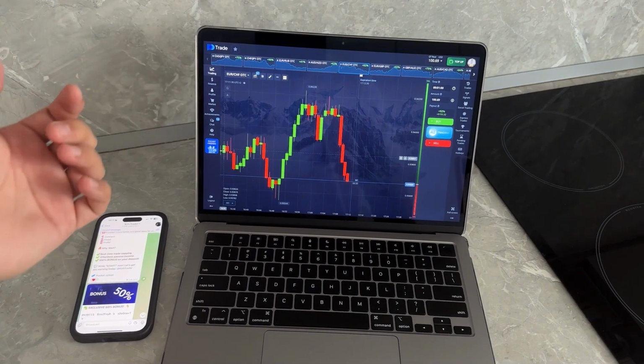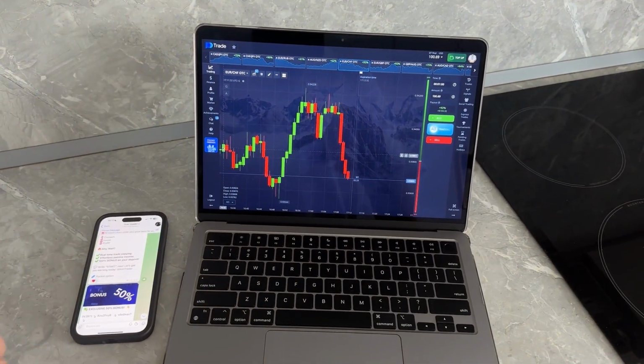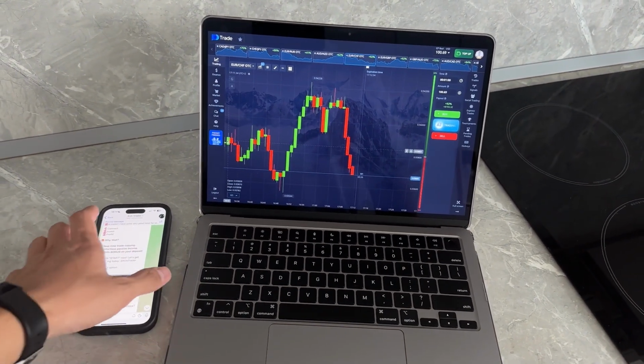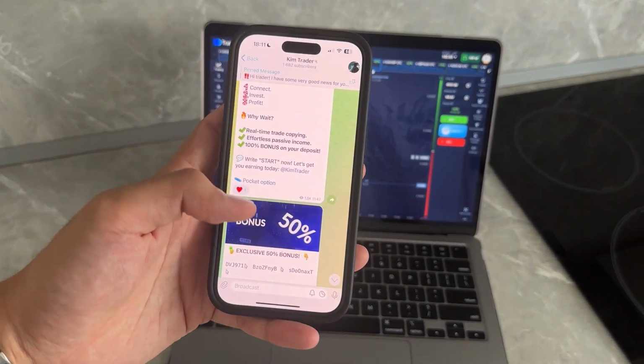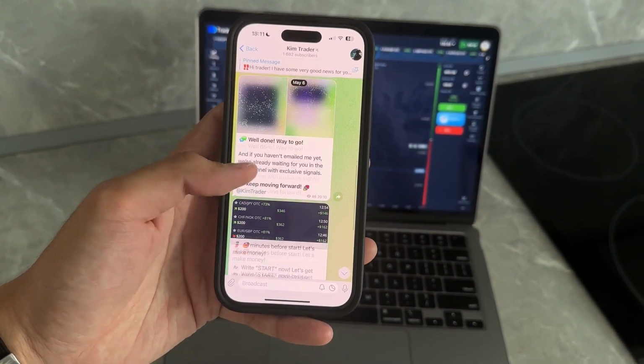Hey future winners, binary options can be your money machine if you know the right moves. Today I am dropping a killer strategy, simple, explosive and ready to use now.